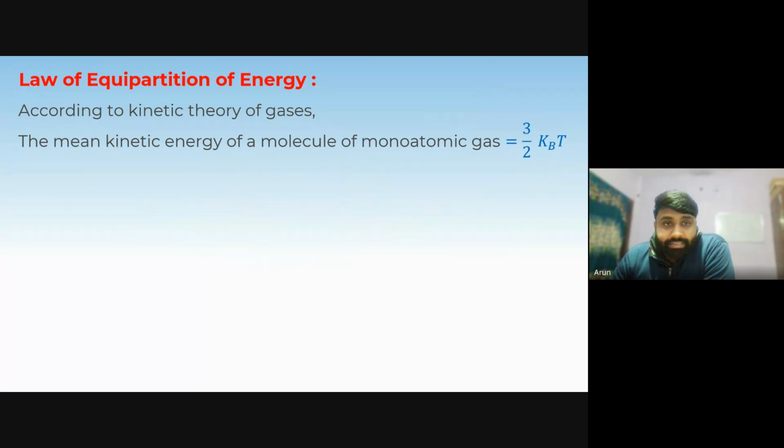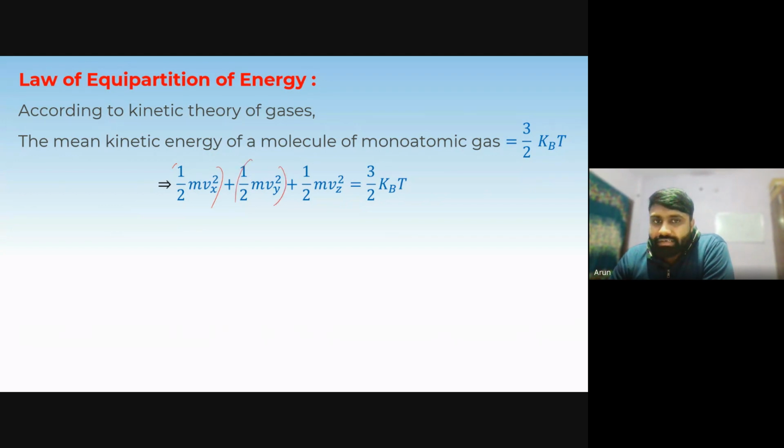Got it? So these are the mean kinetic energies in each axis. So x, y, z, three axes we have taken. In the x-axis, this is the kinetic energy, in the y-axis this is the kinetic energy, and in the z-axis this is the kinetic energy. And this total is nothing but the mean kinetic energy of a molecule, which according to the kinetic theory of gases is 3 by 2 kb into T.